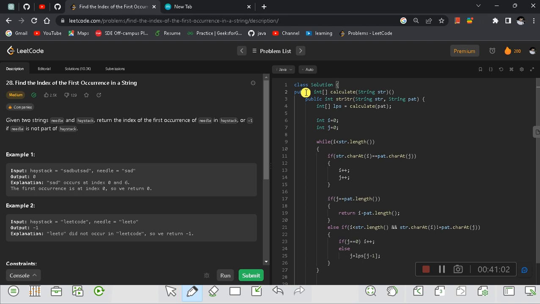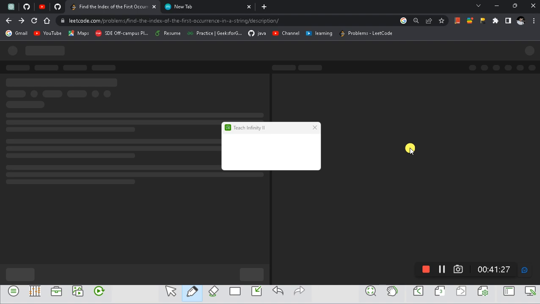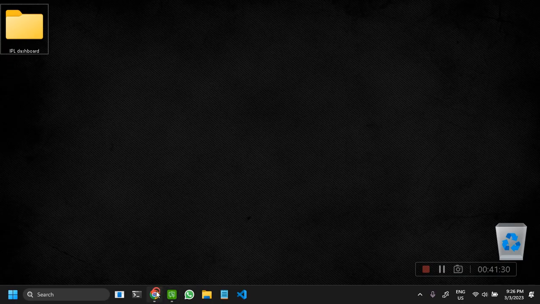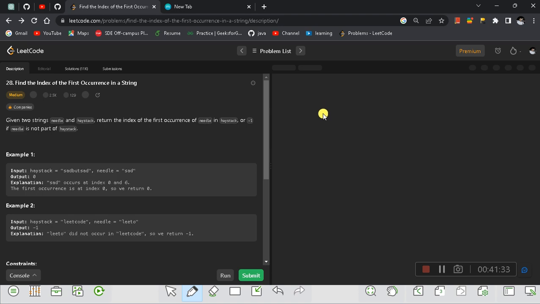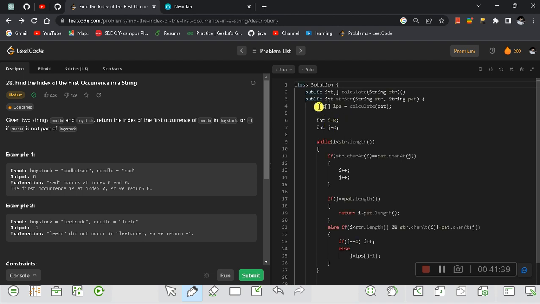I've opened the wrong page. I'm just going to quickly write the LPS function, because we are running out of time, it's 41 minutes now. Let's wait for a second while it opens. Okay, it has opened now, and let me write the LPS function.